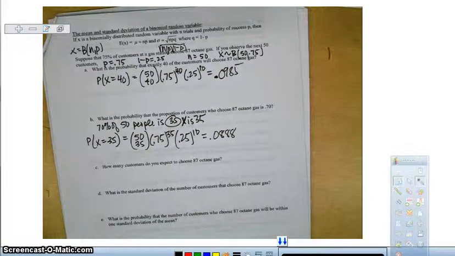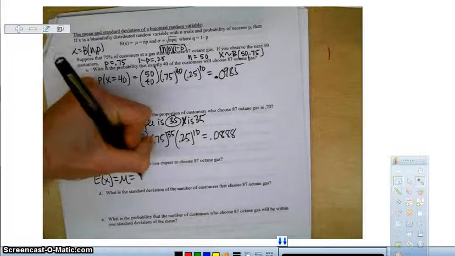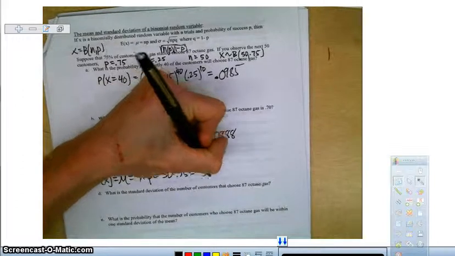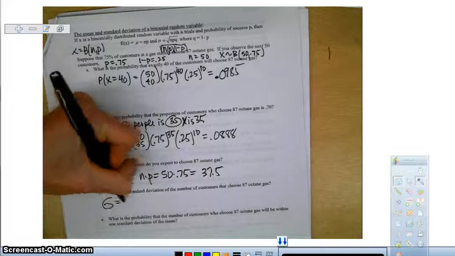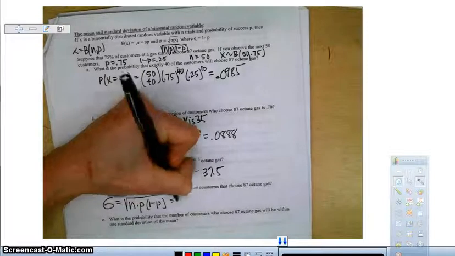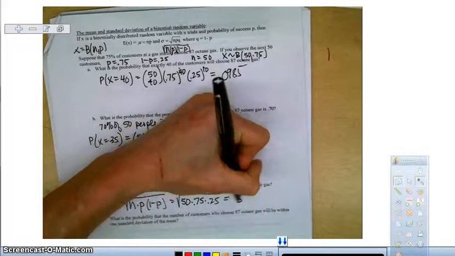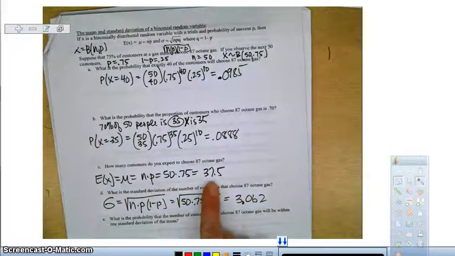Okay, how many customers do you expect to choose this? This is just the expected value, or the mean, which is just n times p, or 50 times 0.75, which is 37.5 people. We would expect, on average, 37.5 people to choose that kind of gas. The standard deviation is the square root of n times p times 1 minus p. So that would be the square root of 50 times 0.75 times 0.25, which is 3.062. So approximately a range of 3 people from here we would expect 68% to be.